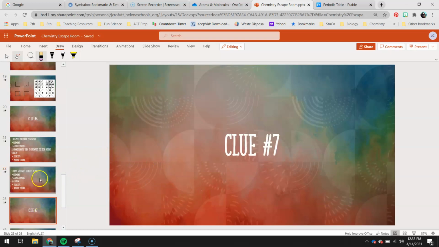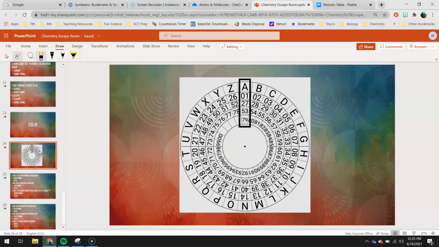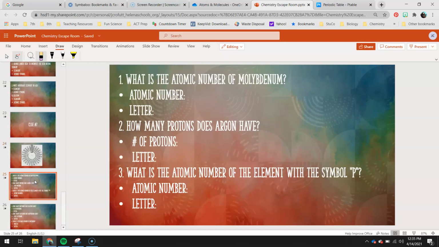Okay, and then finally, clue number 7. You guys have this little cipher, this little number cipher, so you can see each letter of the alphabet has a series of numbers that represent that letter. So for instance, if you guys figure out the number 1, 27, 53, or 79, we're going to be referring to the letter A. Okay, here are your clues.